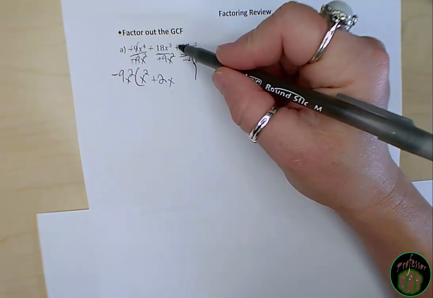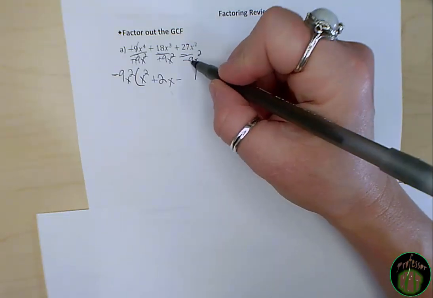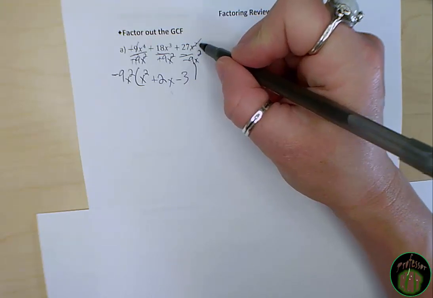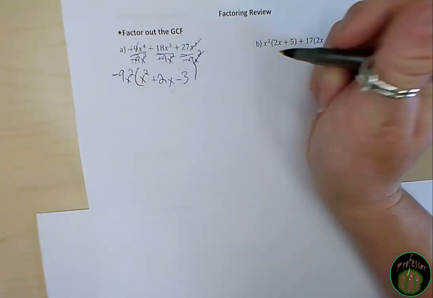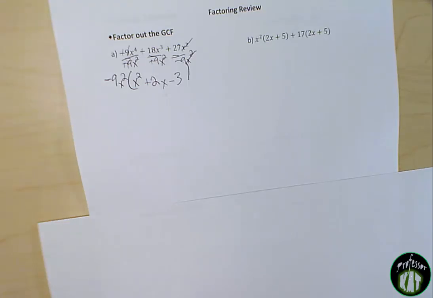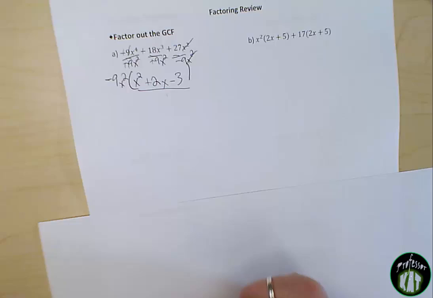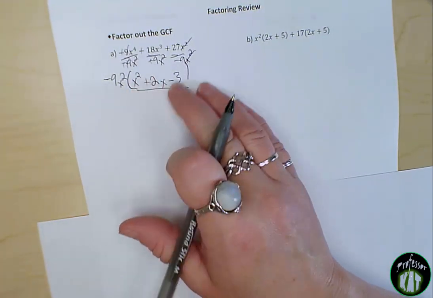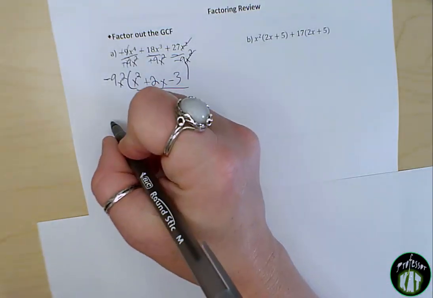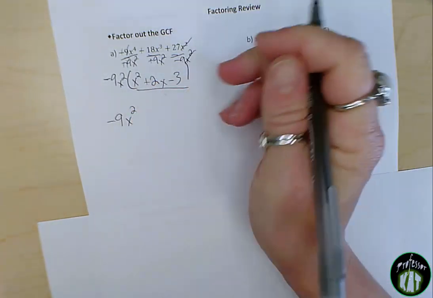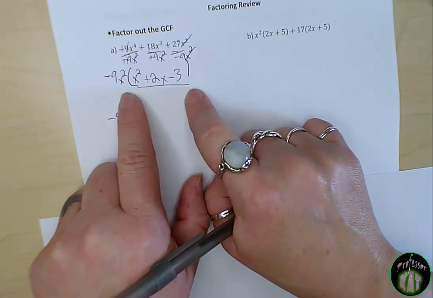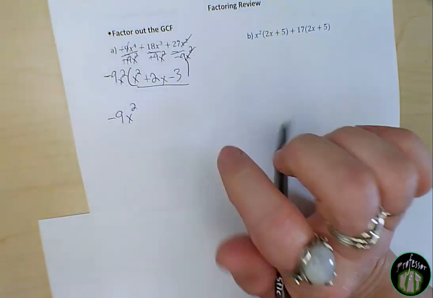Last division, different signs makes that a negative. 27 over 9 is a 3, and x squared over x squared cancels, since 2 minus 2 is a 0. So we do need to take a look at our remaining polynomial inside our parentheses and see, can we factor this further? And we can definitely factor this further. I'm going to drop down that negative 9x squared, and here I'm going to take a look at this trinomial. We're going to focus on factoring a trinomial where your leading coefficient is a 1.